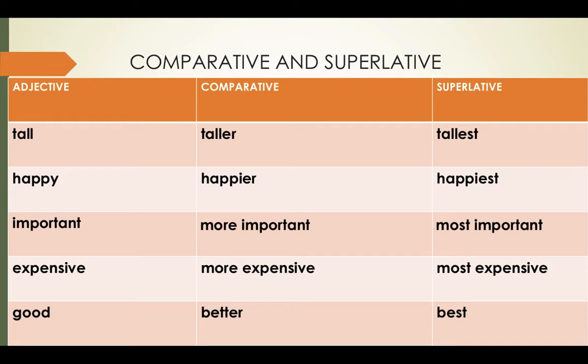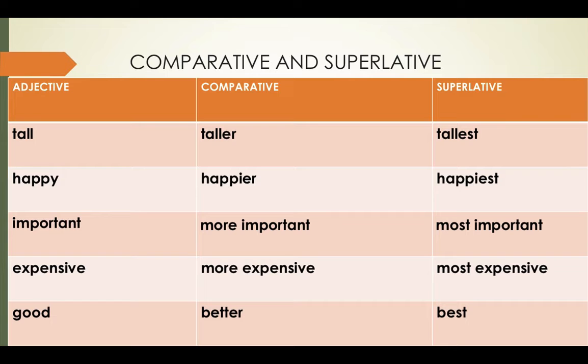Next lesson, we have comparative and superlative of short, long, and irregular adjectives. In short adjectives, you already know the rules. How are we going to form the comparative, and how are we going to form the superlative when we have a short adjective? With short adjectives, we add er in comparative and est in superlative.